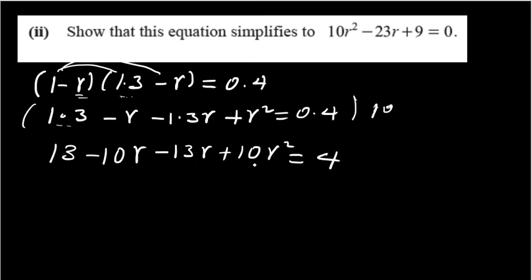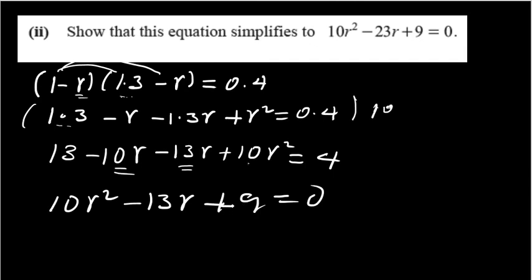Therefore, the highest degree is 10R square. Let's write it first, 10R square. Then next, the two together, both of them are negative, so negative 23R. And finally, this 4 will be shifted to the right side, and then it will be subtracted. So 13 minus 4 will be just plus 9, is equal to 0. Nothing is left on the right side. The 4 comes and is subtracted because its family is here, the constant. 13 minus 4.